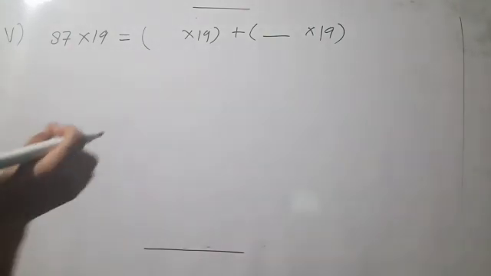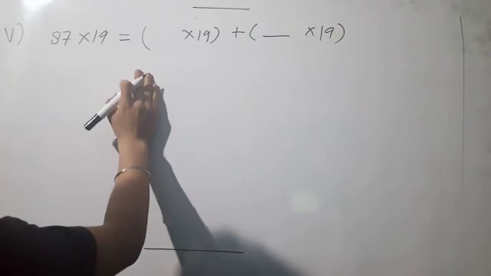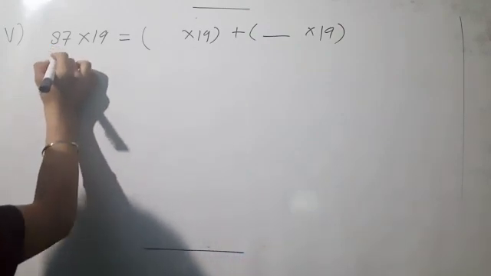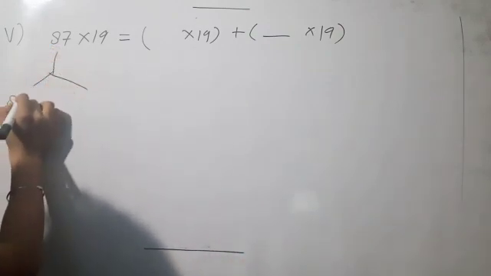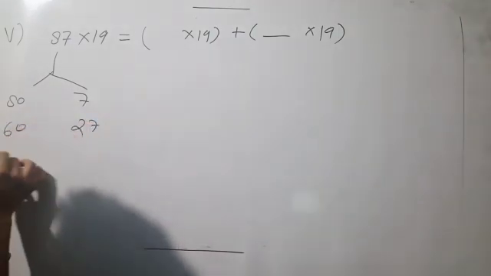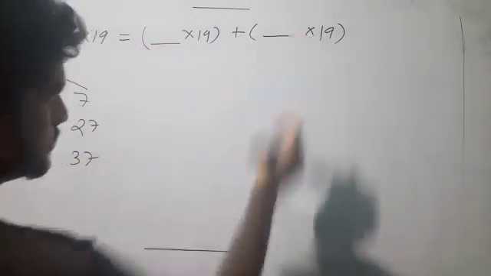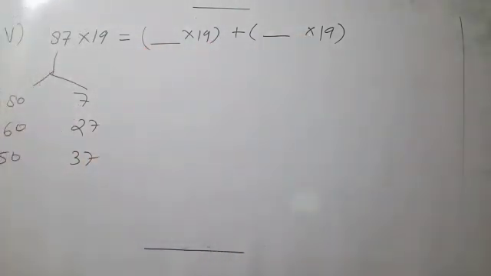We can take 19 as a common factor because 19 is in both numbers. And 87 can be divided into various parts like 80 and 7, 60 and 27, or 50 plus 37, whatever you want. You can fill in these two numbers. Our answer is the same in all these variables.